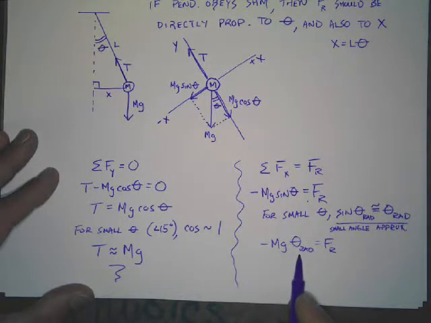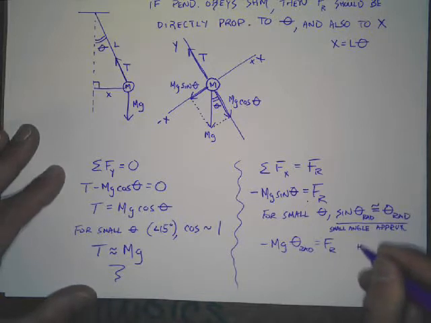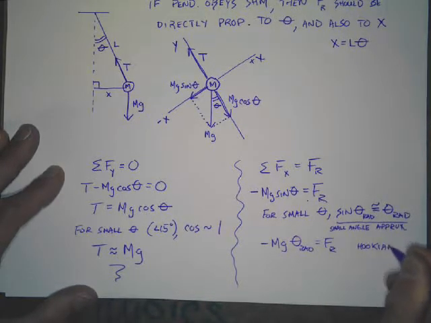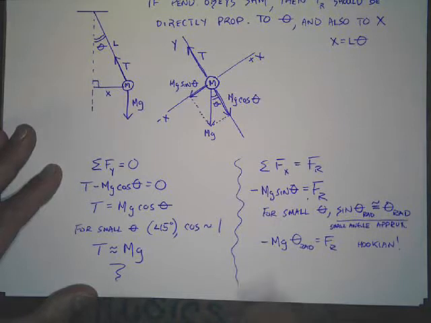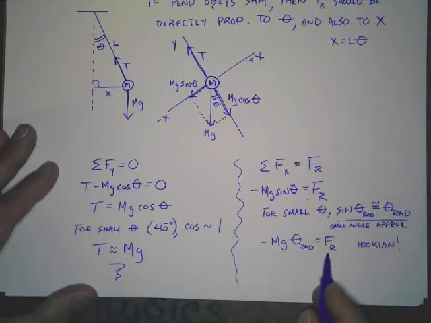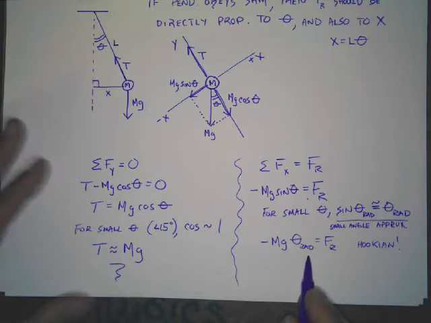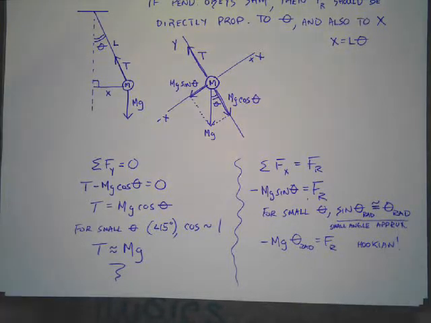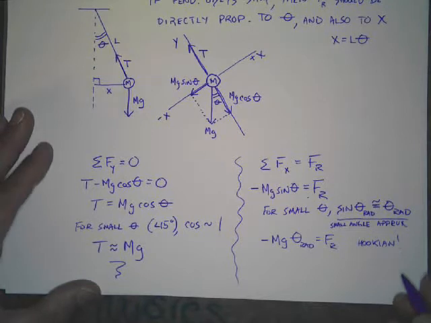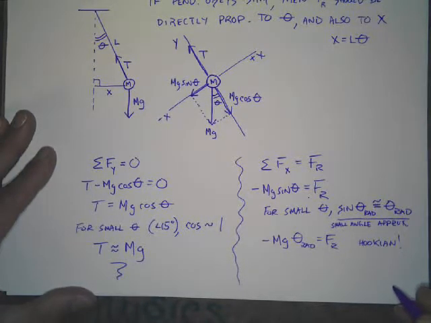And this is Hooke's law. Written this way, that is Hookean, right? Because for a spring, the restoring force is equal to negative k times x. Well, here for a pendulum, it's equal to negative weight times an angle. So this is very Hookean, if we use that small angle approximation. So that's significant. Now, the last thing we'll do here is let's go a little bit further and see if we can make this even better.